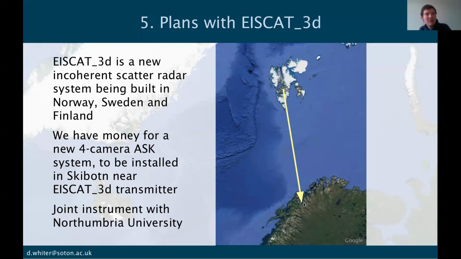When we're running that together with EISCAT 3D, we should be able to do a lot more than we've been able to do so far. It's also going to be 4 cameras instead of 3 cameras, so we can get the electric fields and the neutral temperature images at the same time. At the moment, we can only get one or the other, not both together.